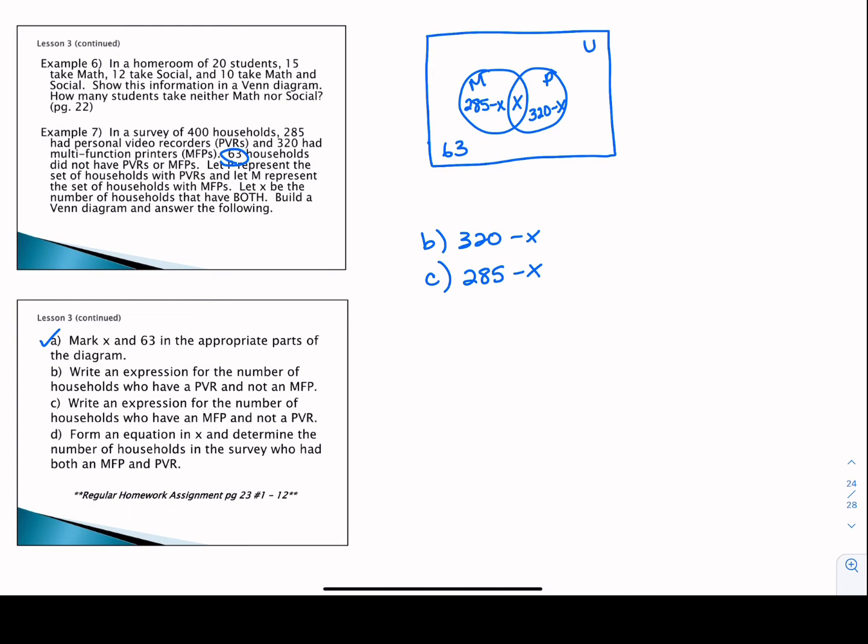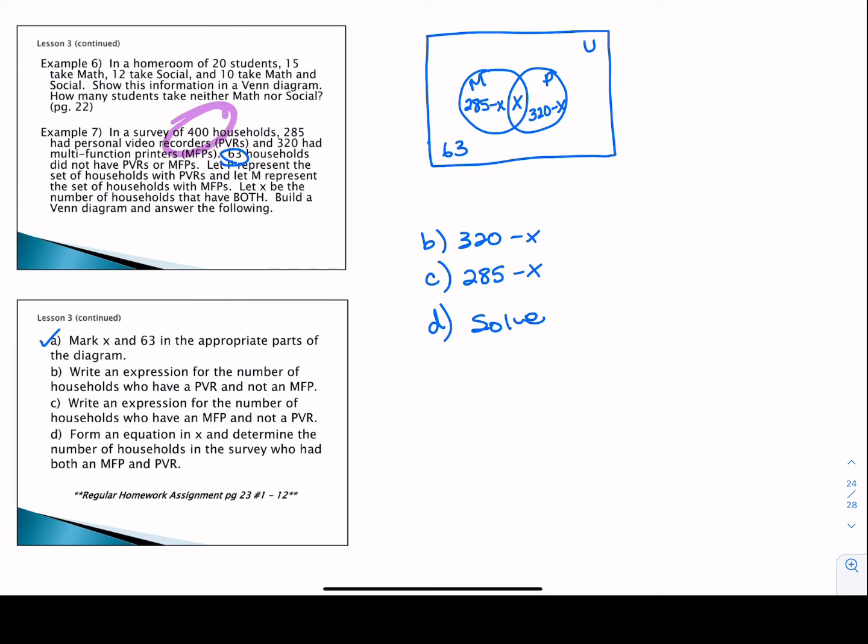And in part D, they're asking us to build an equation. They're saying form an equation in X and determine the number of households in the survey who had both. So basically, this is an equation for us to solve. The only piece of information given to us originally that we haven't accounted for is actually the grand total. We know that there were 400 households surveyed.